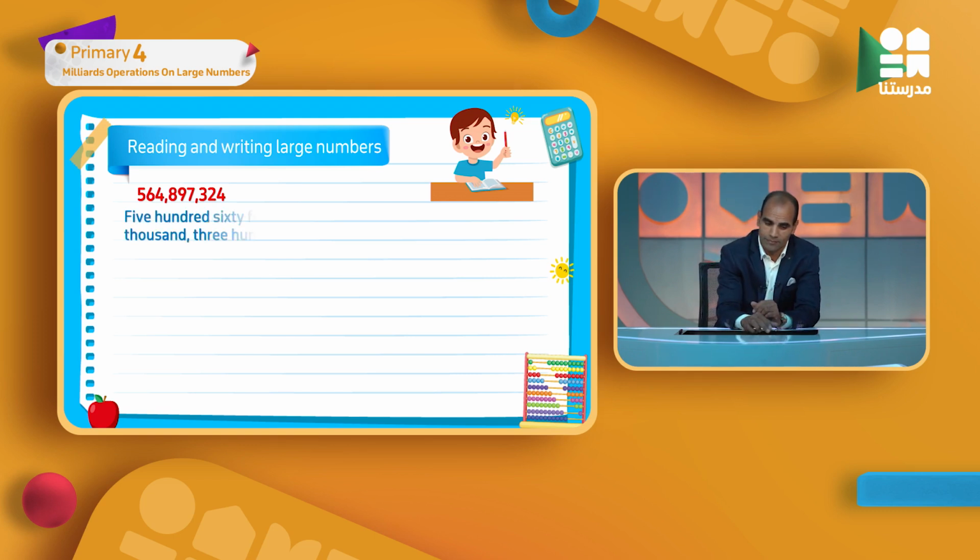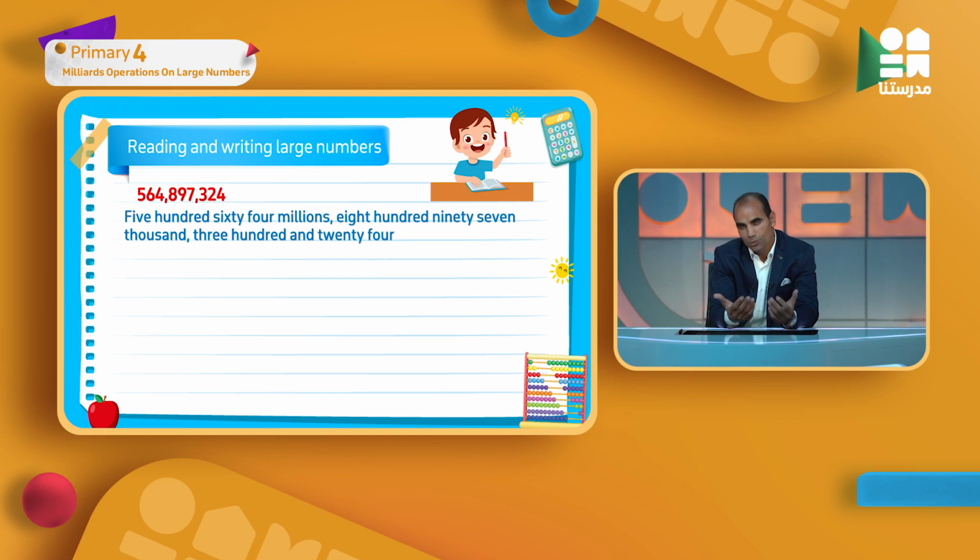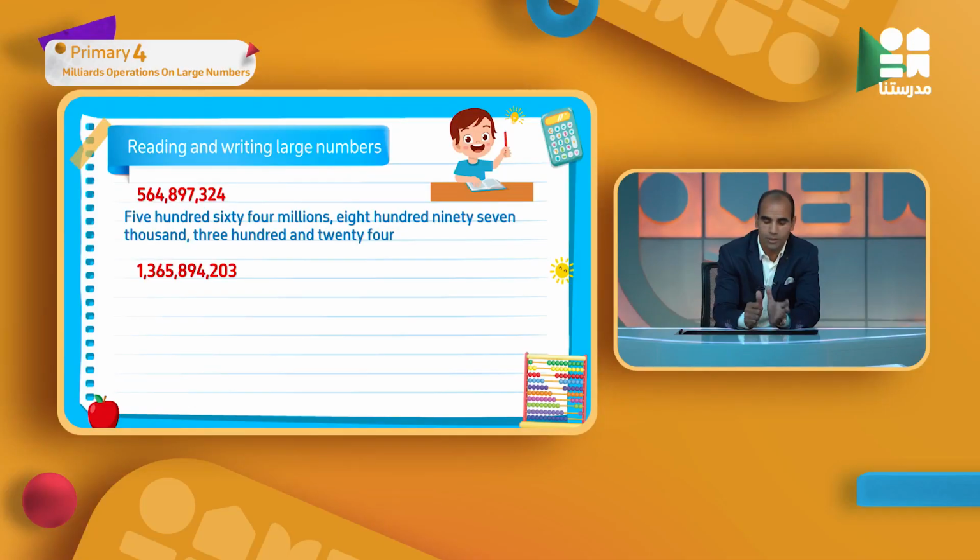564,897,324. This number is written in word form, as you can see here. 564,897,324. Another number. This number is greater than the first, because we have here milliards. So we will read it from left to right. Okay? We have here one what? 1 milliard.